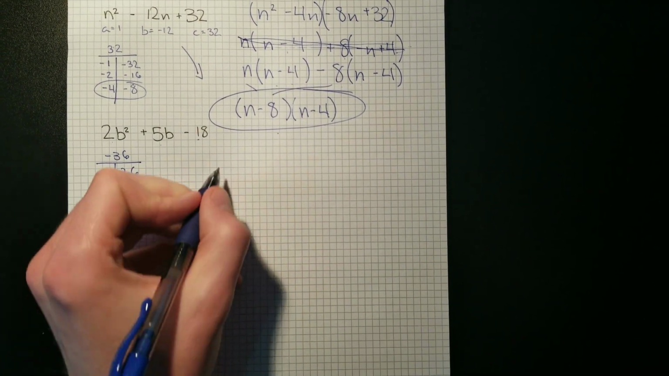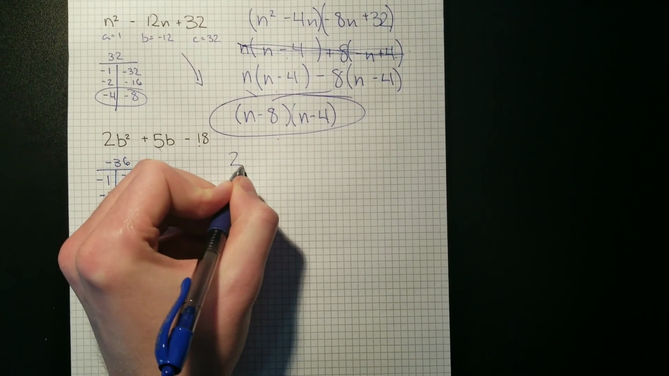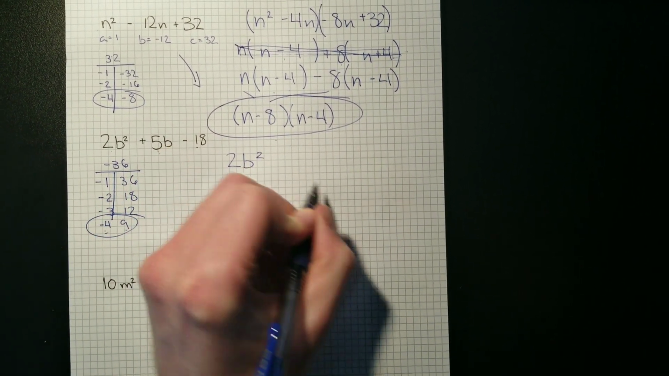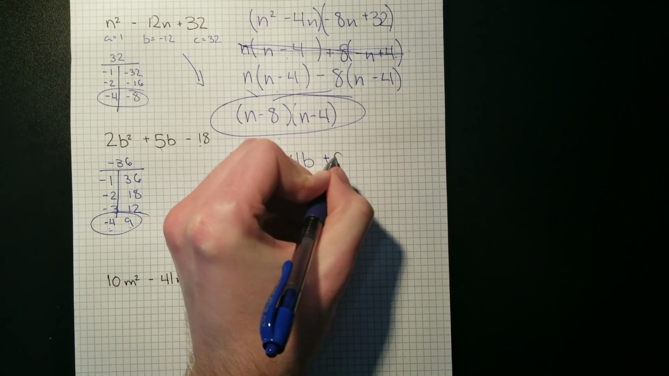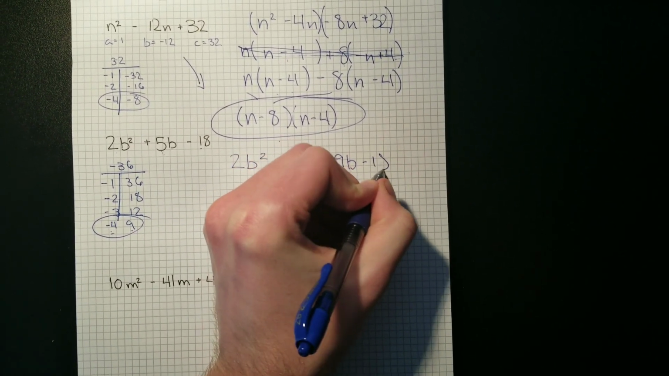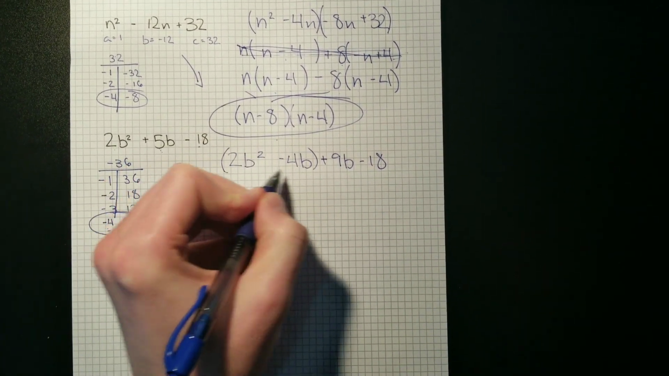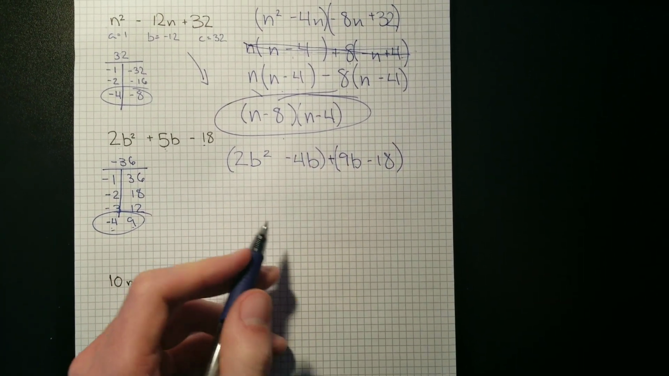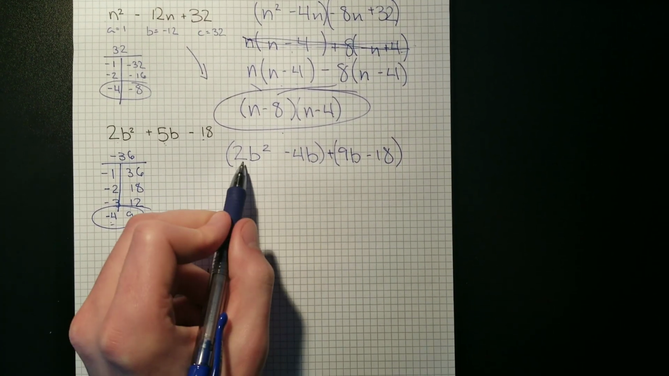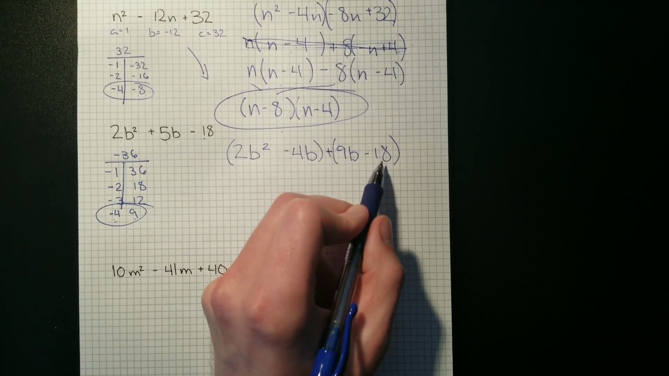So we're going to go through that. We have to copy down this, but break up the middle. So we have 2b squared minus 4b plus 9b minus 18. And we have to put parentheses around those terms, like that. Now, we want to find the greatest common factor of the stuff in this parentheses and the greatest common factor of the stuff in that parentheses.